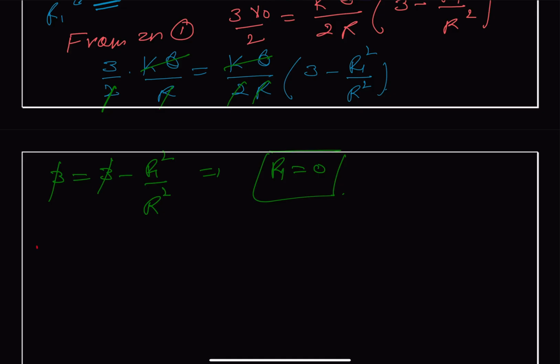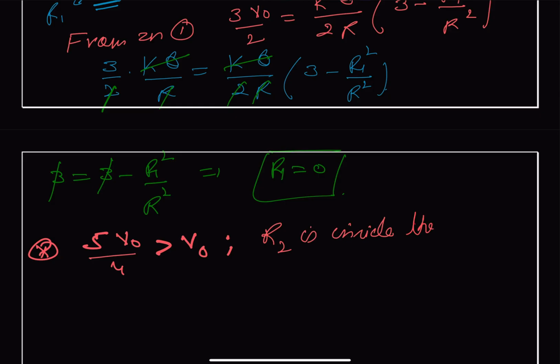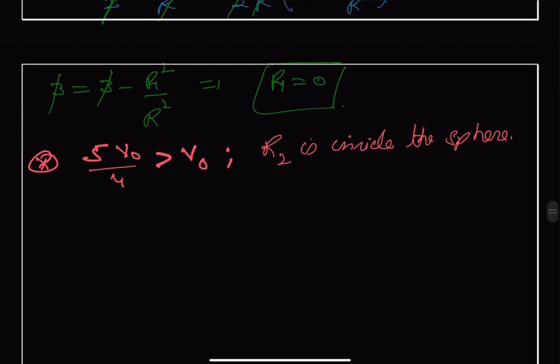Next is our 5 V naught upon 4, which is also greater than V naught. Therefore R2 is inside the sphere. So once again we are going to use equation 1.